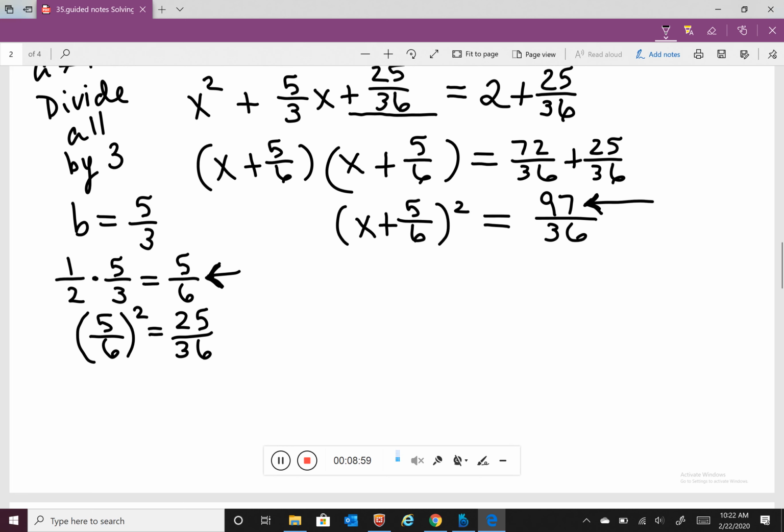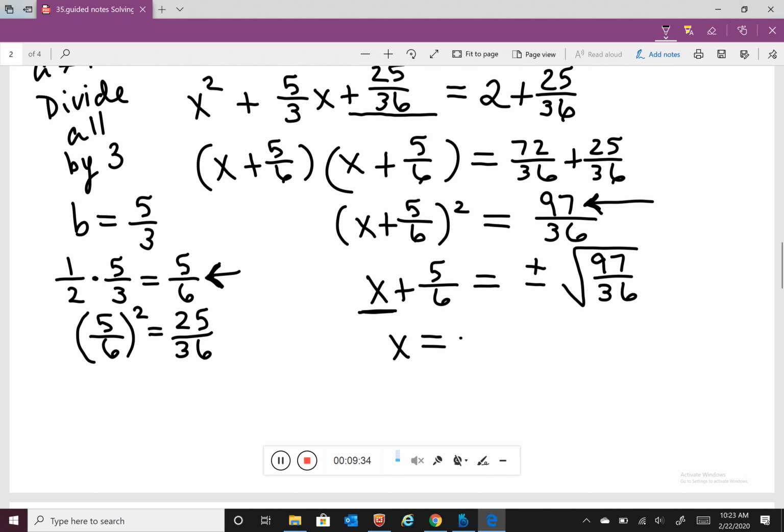So our next step, we're going to get rid of this square by taking the square root. So we have x plus 5/6. Remember, this is quadratic, so we have 2 solutions, which come from positive or negative square root of 97/36. And there's 2 things we can do. One, our job is to solve for x. So we need to get rid of this plus 5/6. The inverse operation of addition is subtraction.